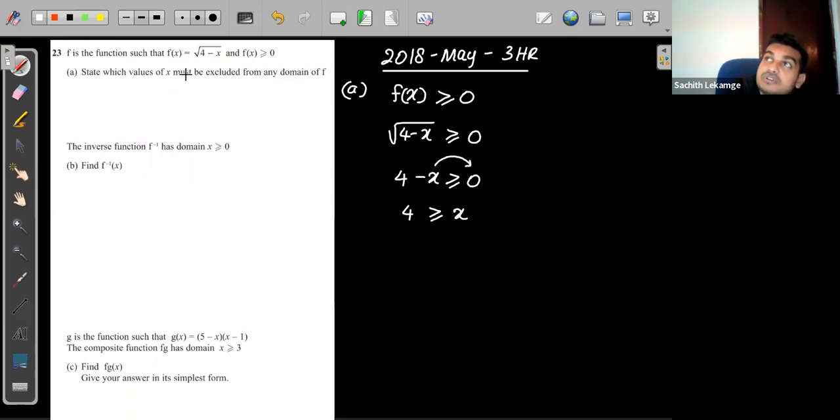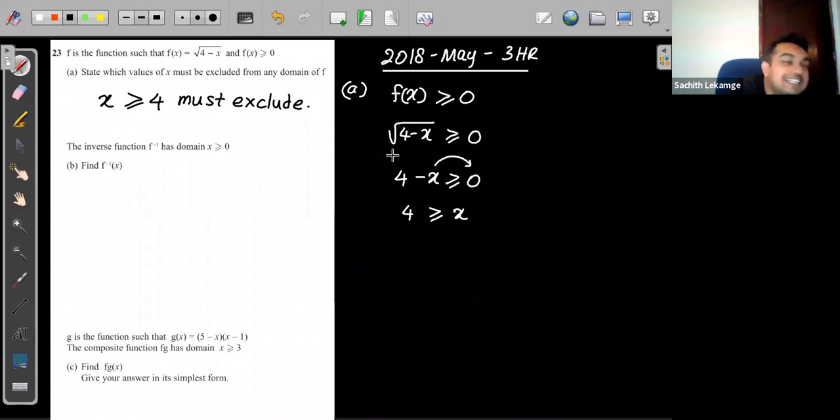State which values of x must be excluded from any domain of f. They are asking for excluding values, so you have to be careful. These are the values that we can include, but they are asking what values we need to exclude. The values we must exclude are x bigger than 4. Be careful when you write the answer. These are the values we can include.